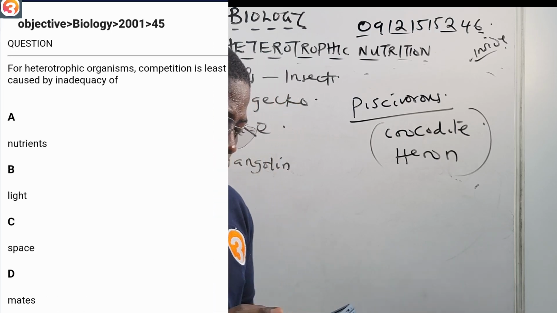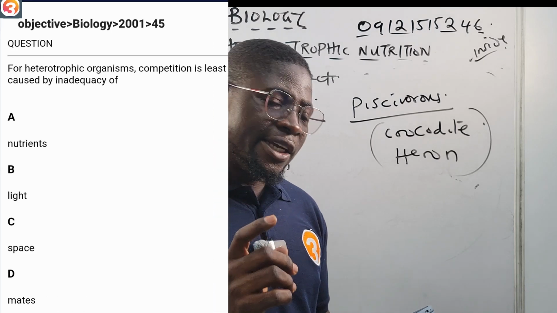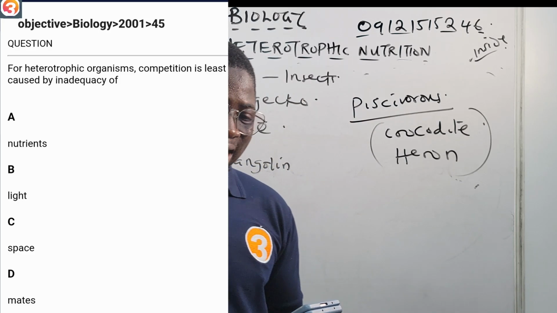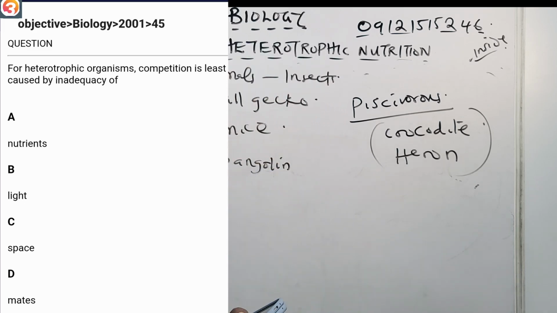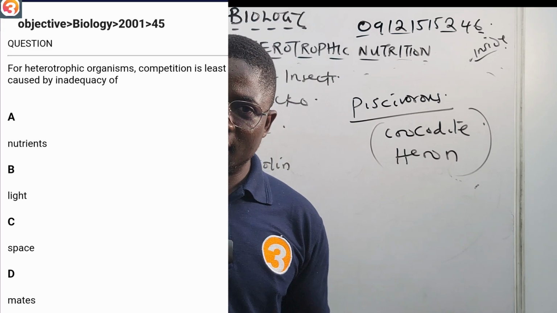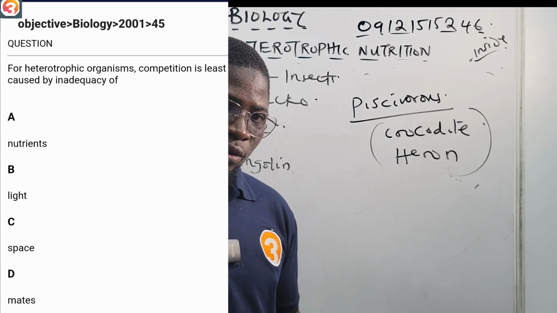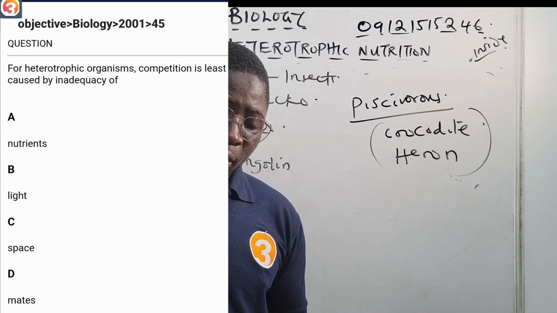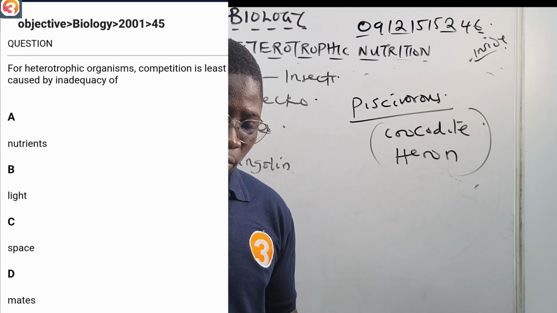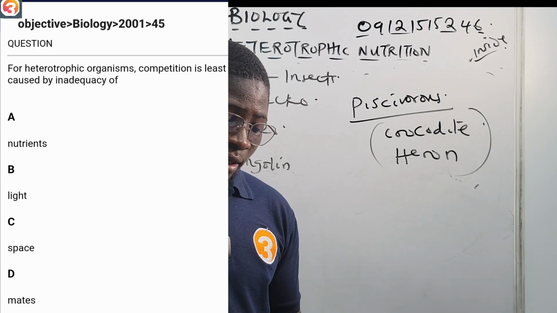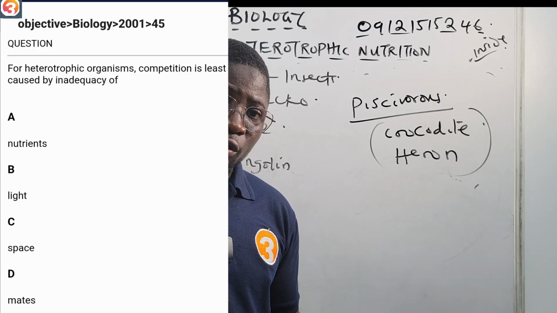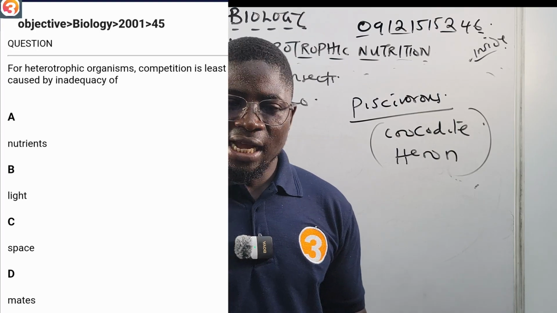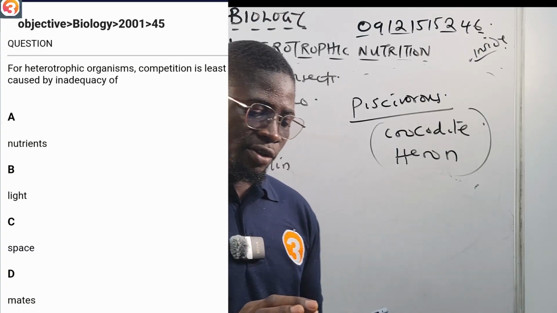Let's see another question. 2001 number 45: for heterotrophic organisms, competition is least caused by inadequacy of A, nutrients; B, light; C, space; D, mates. The correct answer is light, because for autotrophs light is very important, but for heterotrophs light is not one of the major problems. Heterotrophs may compete for nutrients, for space, and for mates. But light, no, because that is majorly for autotrophic nutrition.